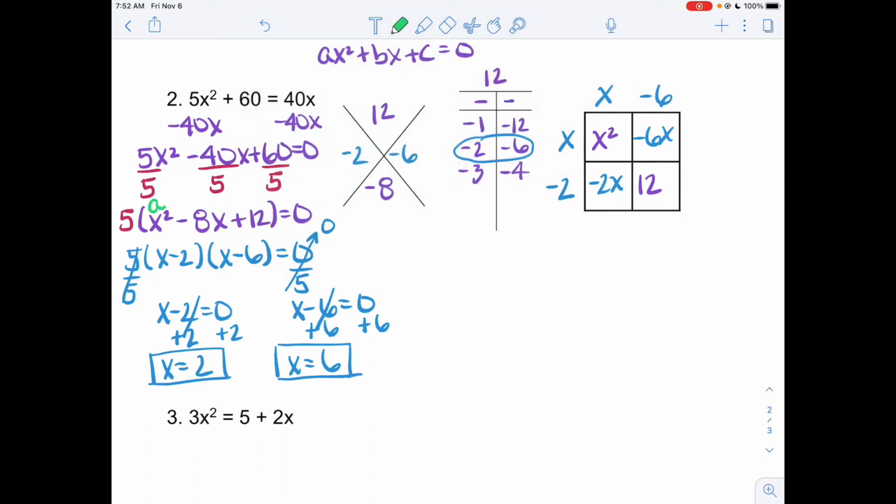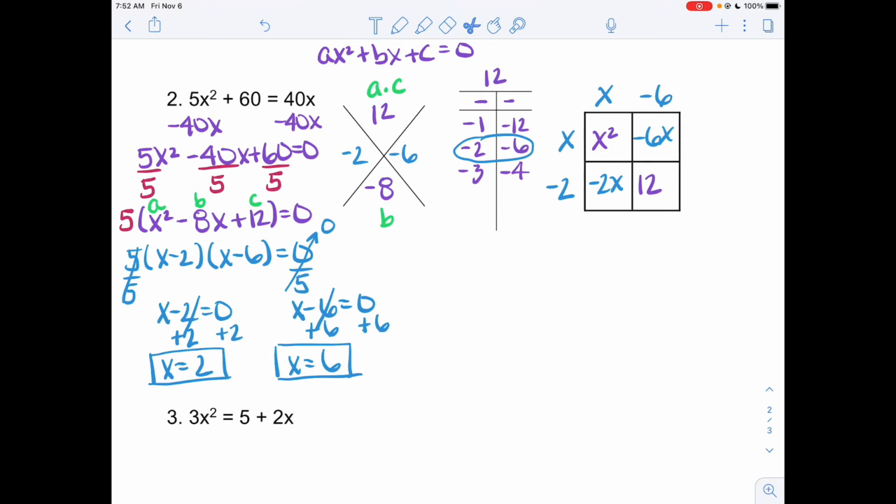This is my a, b, and c value. Remember that this is a times c, and this is b. So a times c is 1 times 12, or 12. B is negative 8. So I'm looking for factors that multiply to be positive 12 and add to be negative 8. The only way that can happen while still multiplying to a positive 12 is if both factors are negative.